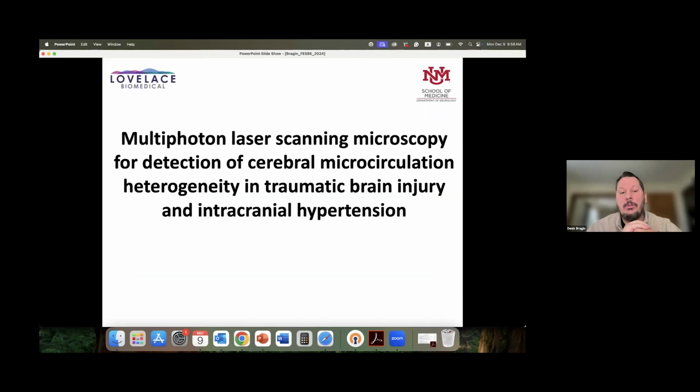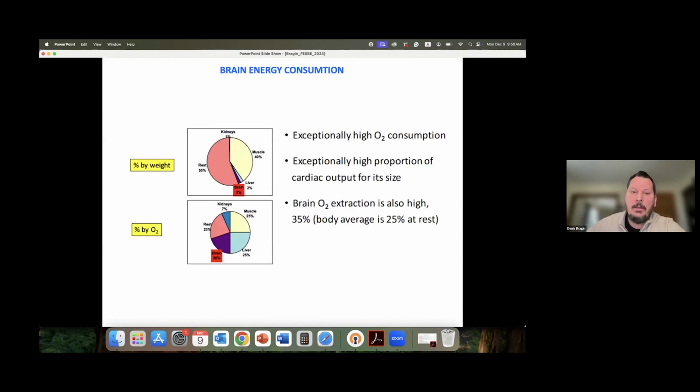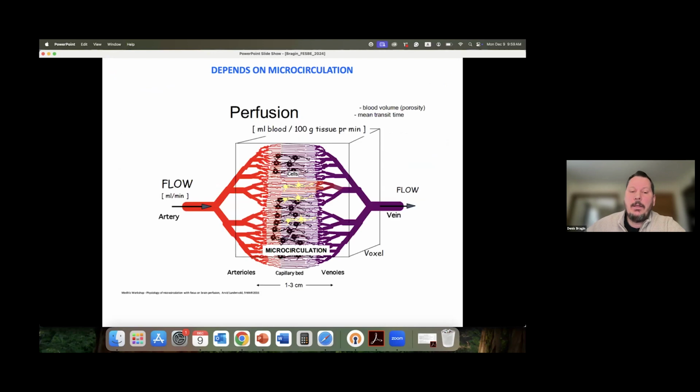I'll describe a little bit about one of my projects, where we use multiphoton microscopy for detection of cerebral microcirculation heterogeneity in traumatic brain injury and intracranial hypertension. As you all know, the brain has an exceptionally high energy and oxygen consumption, and a high proportion of cardiac output goes to the brain, which extracts about 35% of oxygen as opposed to 25% in the rest of the body. Of course, it all depends on microcirculation, where the main oxygen and nutrient exchange occurs.